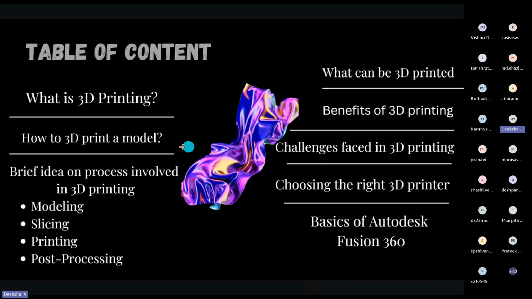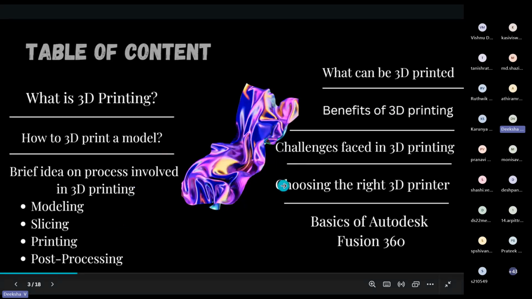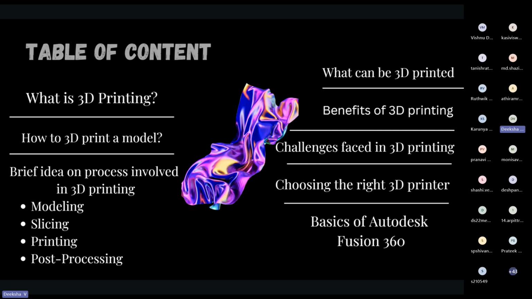So in today's session, we'll understand what is 3D printing and how you 3D print a model, the steps involved, and that not everything can be 3D printed. So we'll also look into what can be 3D printed and some of the benefits of 3D printing. But as we know, 3D printing always has challenges, so we'll be discussing the challenges faced and how to choose the correct 3D printer for the material we are using. After looking into this, we'll start with Fusion.